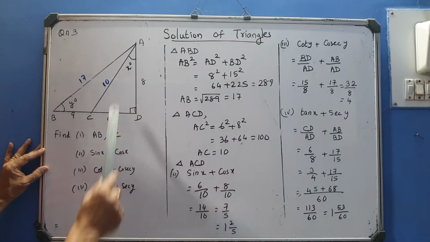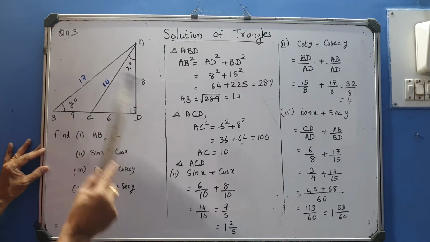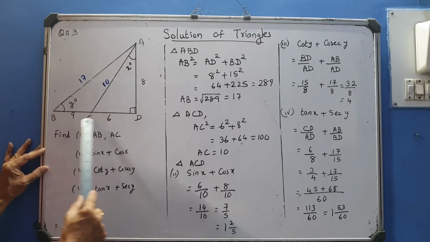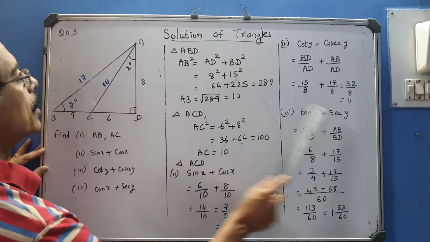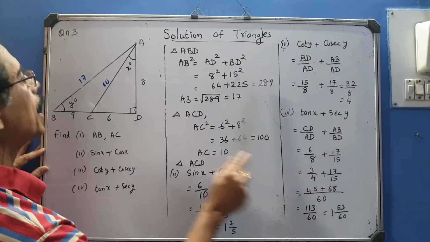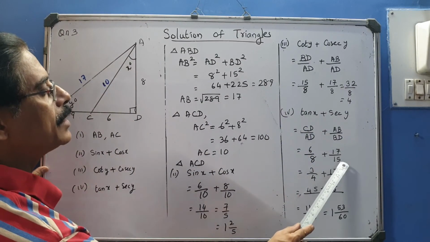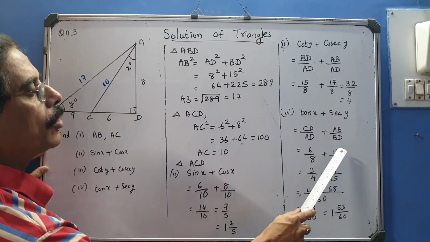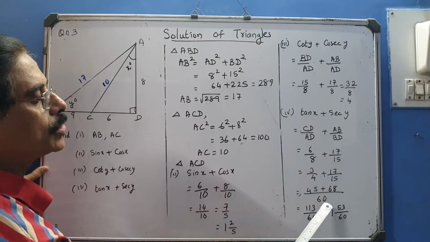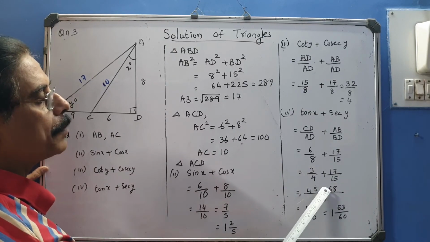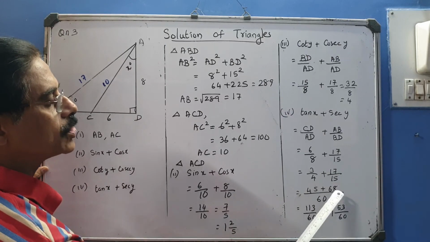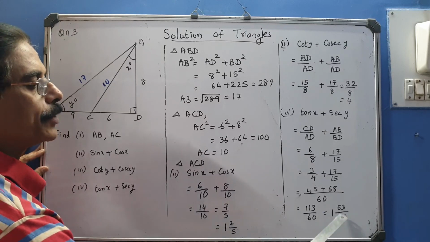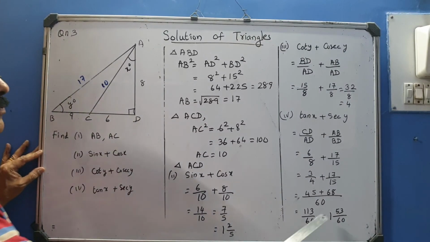Plus sec of y. Sec is the reciprocal of cos. Cos is what? Adjacent by hypotenuse. So this will be hypotenuse by adjacent. So it will be AB by adjacent BD. AB is 17 and BD is 15. So if you want, you can cancel it: 6 by 8, 2 cancel, 3 by 4. Plus 17 by 15. LCM is 60. So we have 3 into 15, 45, plus 4 into 17, 68, which gives you 113 divided by 60. As a mixed fraction, 1 and 53 by 60.